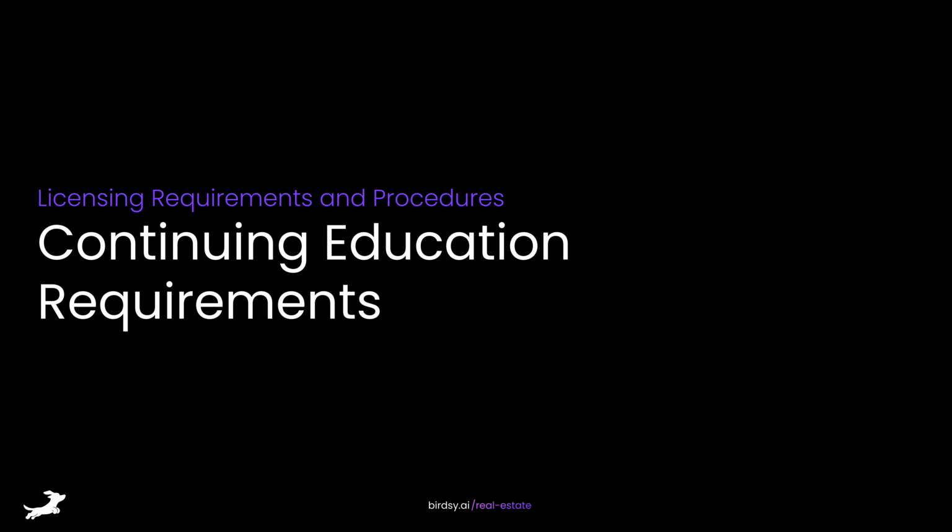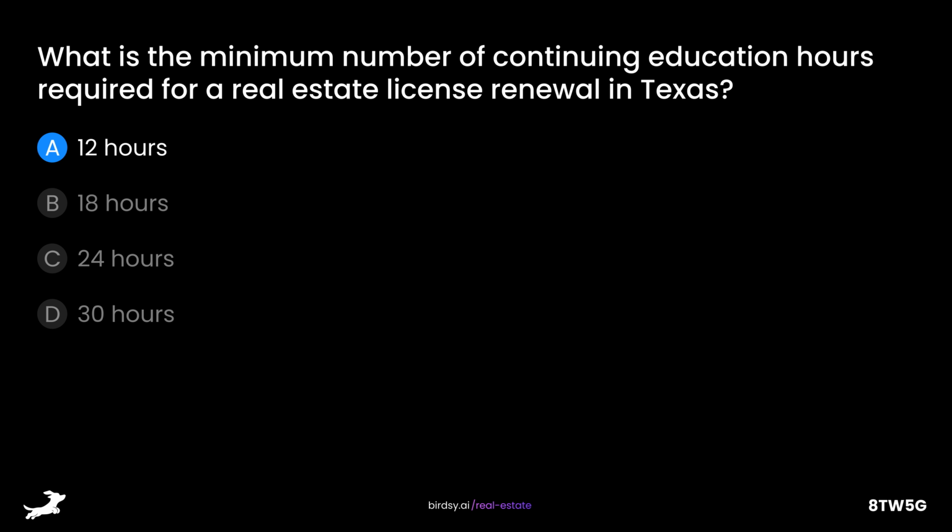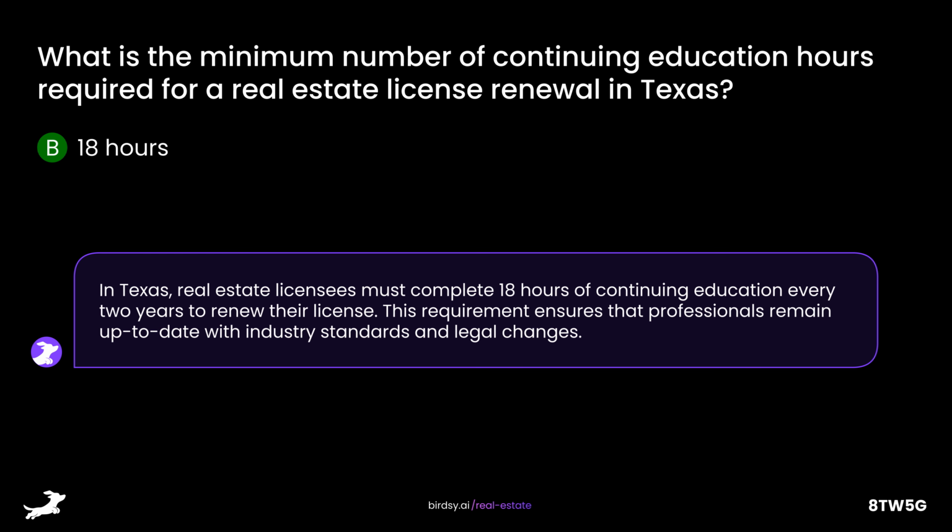Continuing education requirements. What is the minimum number of continuing education hours required for a real estate license renewal in Texas? Is it A, 12 hours, B, 18 hours, C, 24 hours, or D, 30 hours? The answer is B, 18 hours. In Texas, real estate licensees must complete 18 hours of continuing education every 2 years to renew their license. This requirement ensures that professionals remain up to date with industry standards and legal changes.